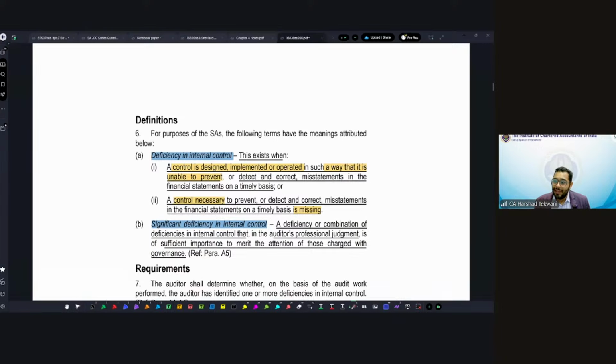So sometimes we say that the design has some deficiency, but still, having those deficiencies, it is implemented appropriately and operating appropriately. If it is able to meet the objective, yes, then there is no deficiency in the operation. Again, see, when I talk about an issue in the design, that will impact your risk assessment. Yes or no? So that will impact the risk assessment.